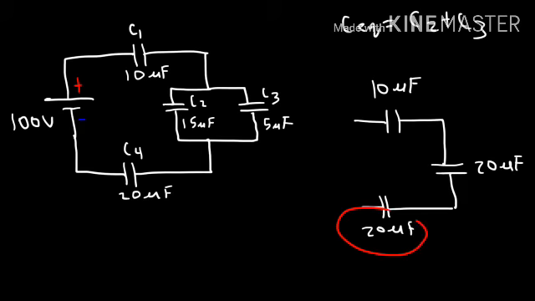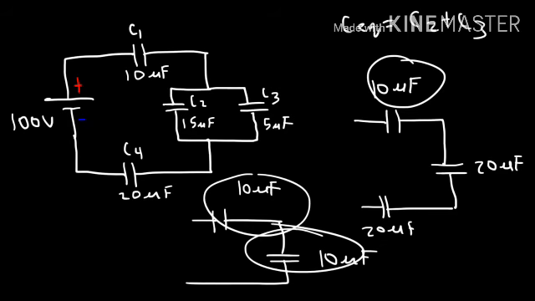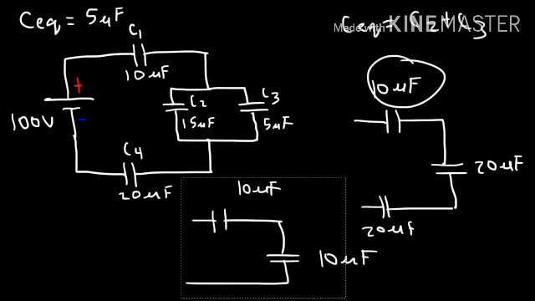Now, whenever you have two capacitors in series with each other, and if they have the same value, the equivalent capacitance of those two capacitors is going to be half of their individual values. So half of 20 is 10. So I can replace these two capacitors with a single 10 microfarad capacitor. Now this capacitor is also 10. So the equivalent capacitance of these two will be 5. So that's the equivalent capacitance of the entire circuit. It's 5 microfarads. Now, if you wish to confirm the answer, you can use the formula.